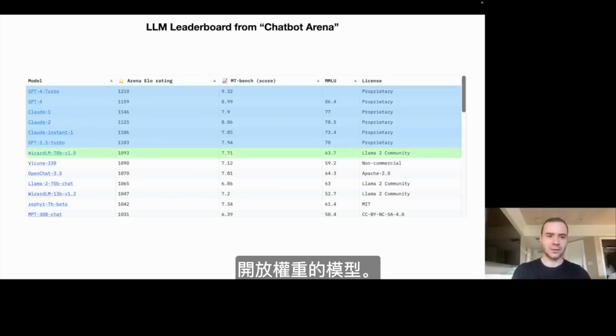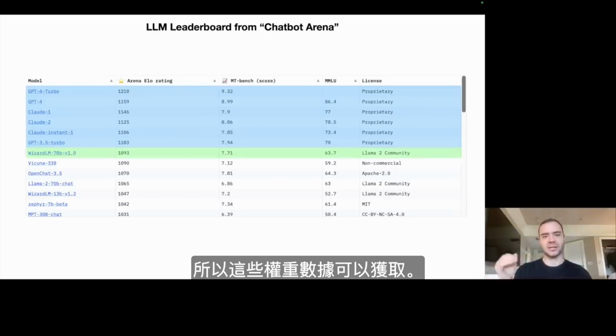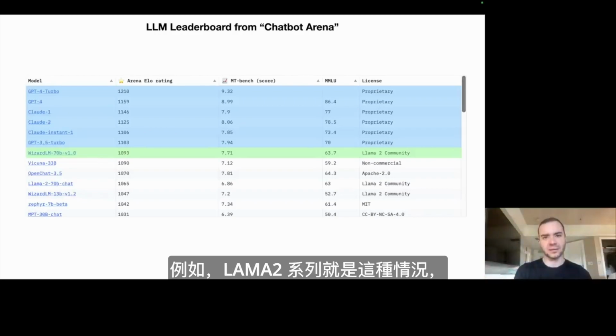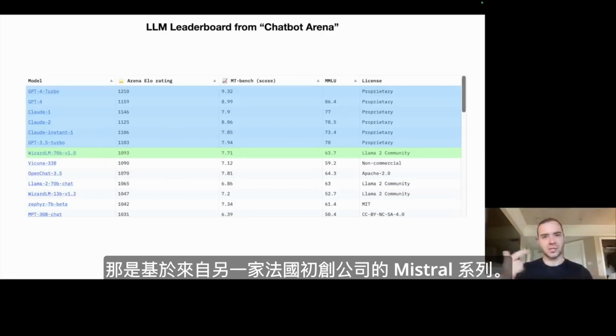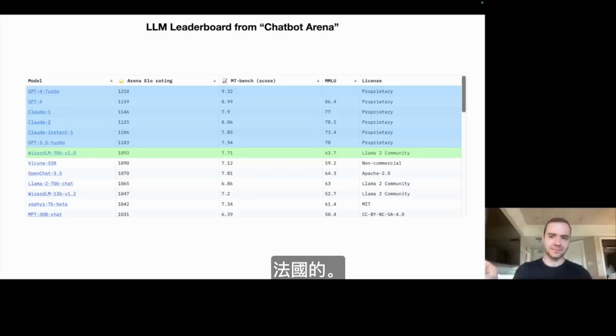And then right below that, you are going to start to see some models that are open weights. So these weights are available. A lot more is known about them. There are typically papers available with them. And so this is, for example, the case for the Llama 2 series from Meta. Or on the bottom, you see Zephyr 7b beta. That is based on the Mistral series from another startup in France.